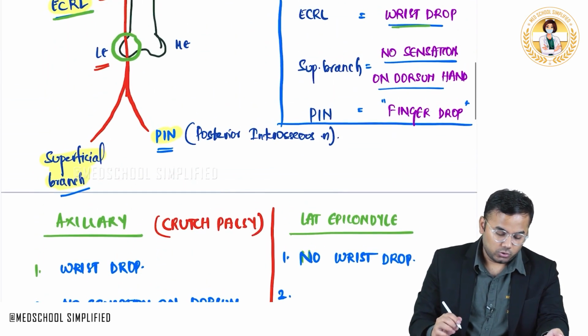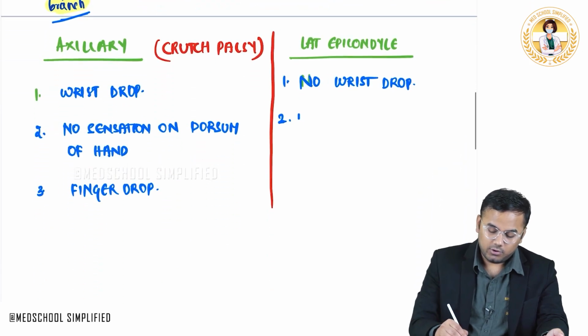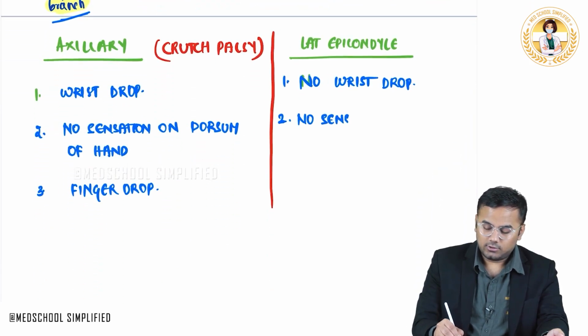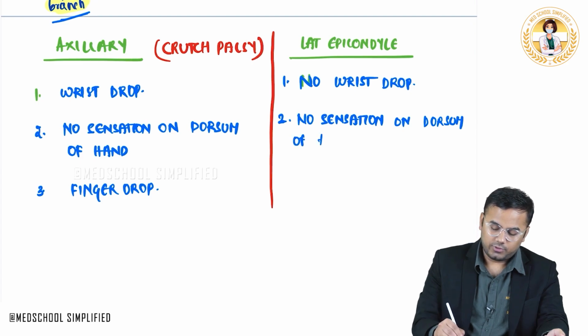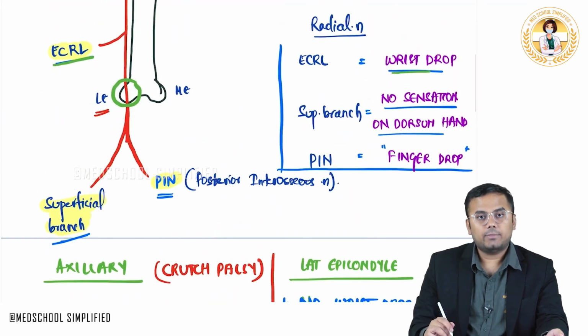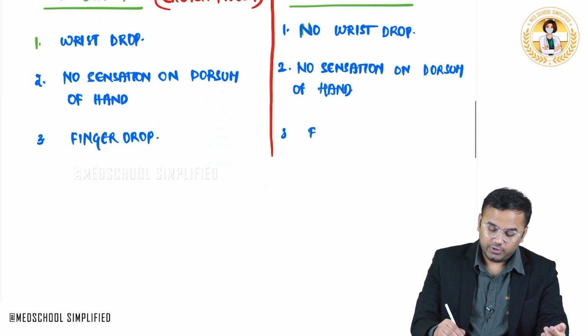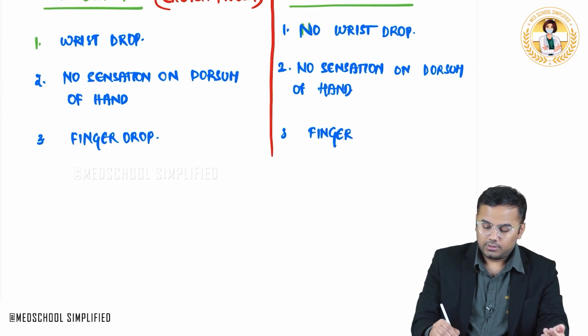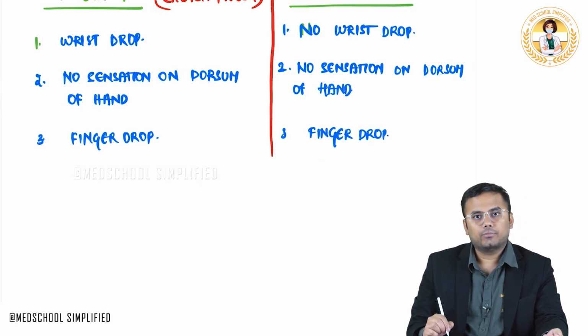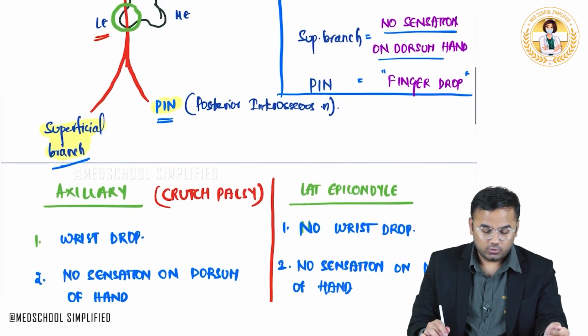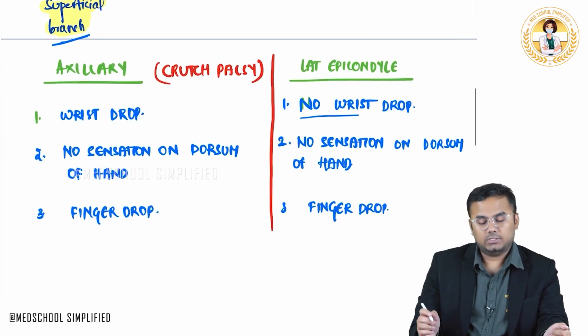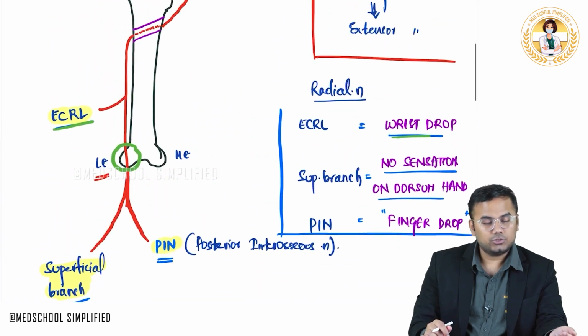Second important thing. So superficial branch is lost. If superficial branch is lost, then what will happen? Patient will have no sensation on the dorsum of the hand. Third important thing, posterior interosseous nerve is damaged. So you know that there will be finger drop. Okay, so what is the only difference? The only difference is that wrist drop is not present. Okay, from the previous one, the only difference is wrist drop is not present.